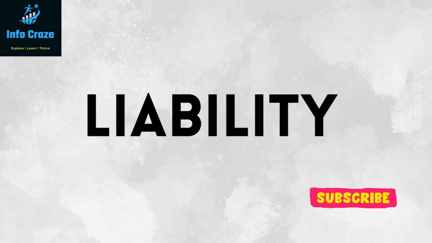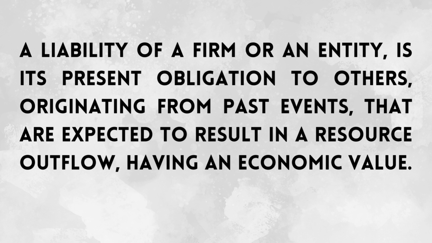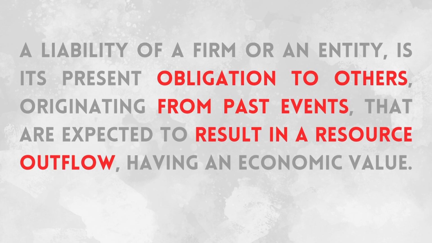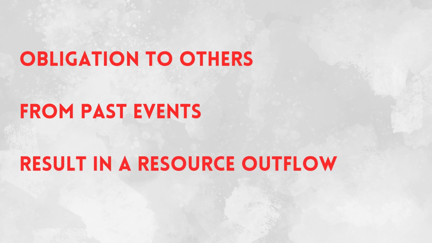What is a liability? A liability of a firm or an entity is its present obligation to others originating from past events that are expected to result in a resource outflow having an economic value. If you look at this definition closely, you will notice that there are some key words in this definition which are highlighted in red. These are obligation to others from past events which result in a resource outflow.